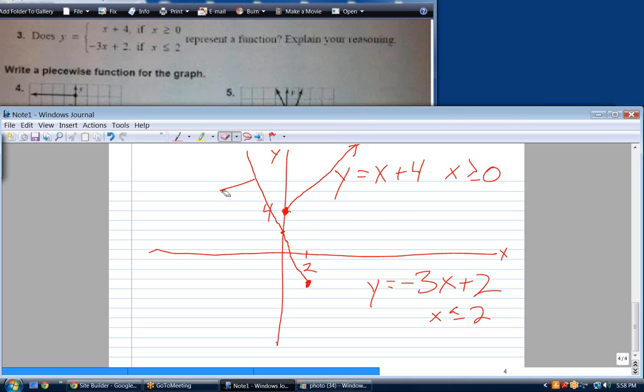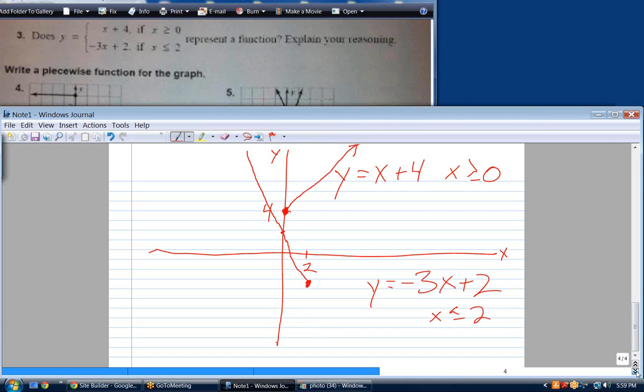Now the question is: does that represent a function, and why or why not? Is this a function? Yes. There's a test for a function called the vertical line test. If I run a vertical line through any part of this, and I find two values of y, which I did here, then it is not a function. Let me draw some examples.